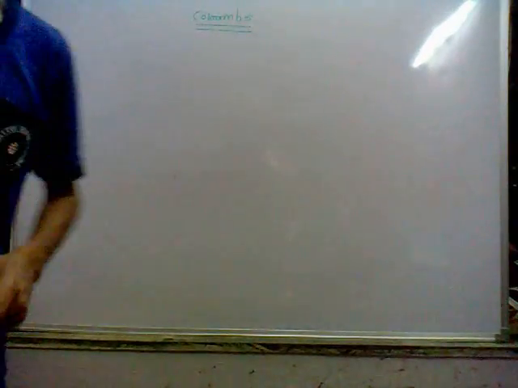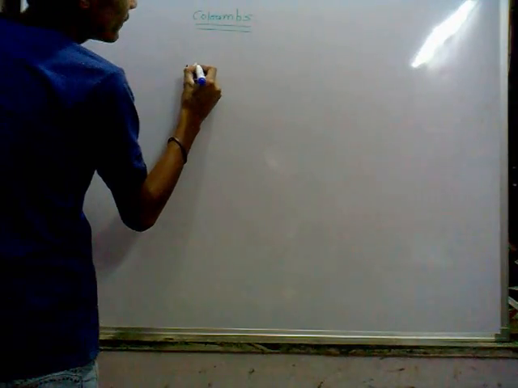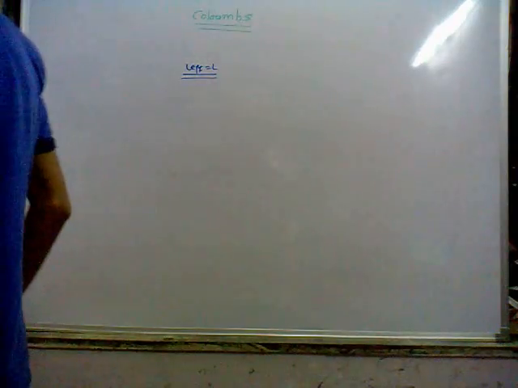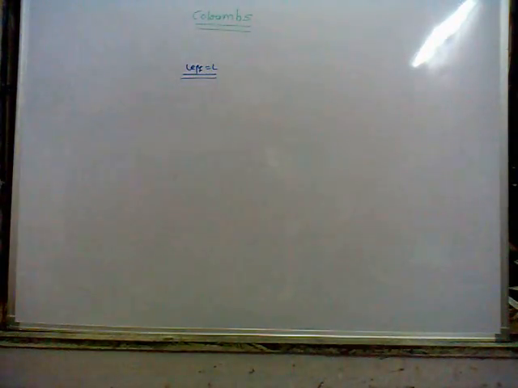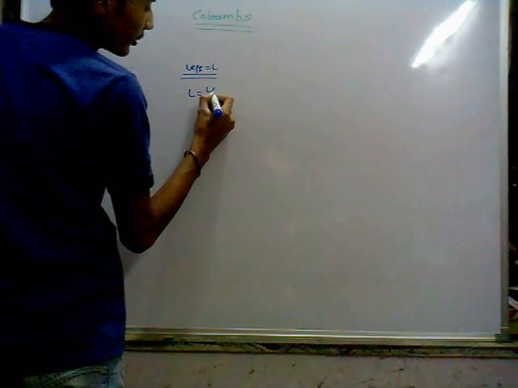In the first part, we learned a brief discussion about the column. Now if the condition is both ends hinged, we get L effective equals L. This is a term we use. Now when both ends are fixed, then the effective length is taken as half of that portion.